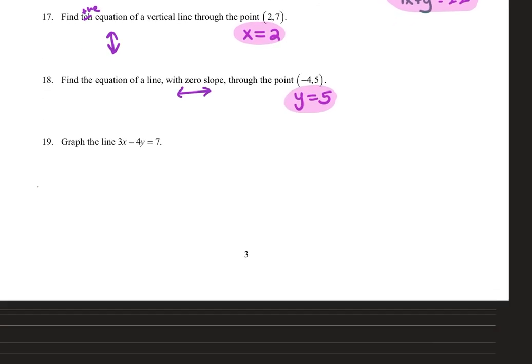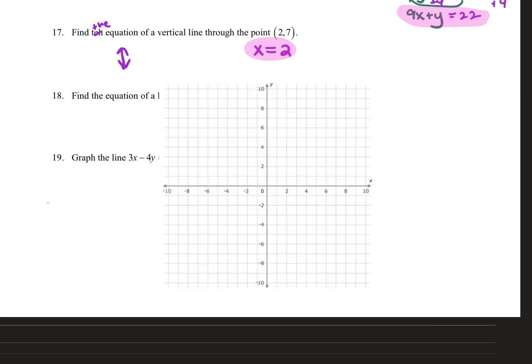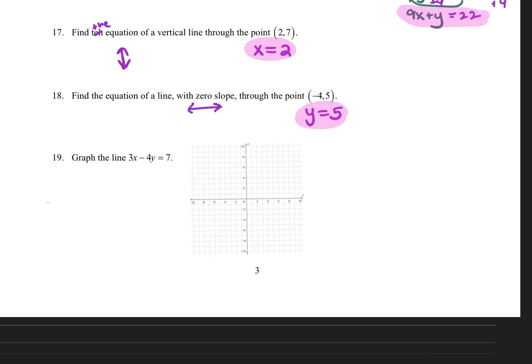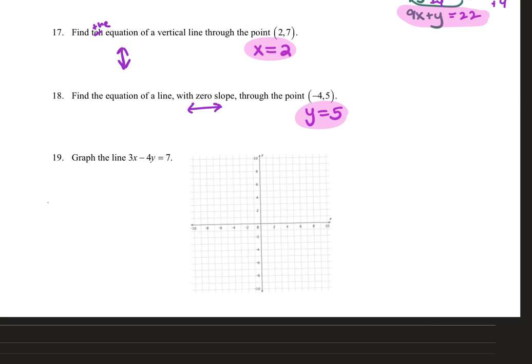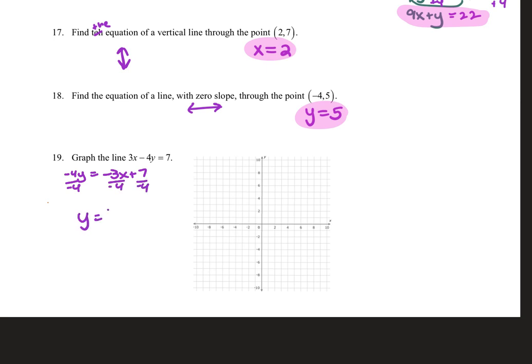Number 19 says to graph the line. Technically there are 2 ways you could graph this. You could graph it using your intercepts if that's easy, or you could put it into slope-intercept form. If I do that, I get negative 4y equals negative 3x plus 7, and then divide both sides by negative 4, and I get y equals positive 3/4 x minus 7/4, which would be negative 1 and 3/4.